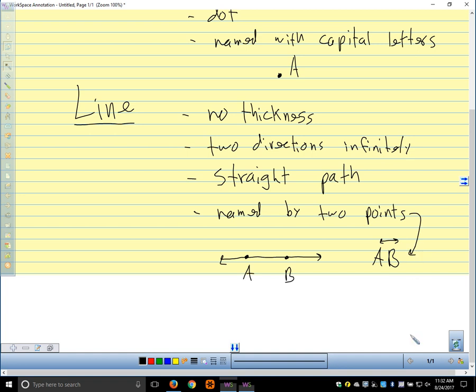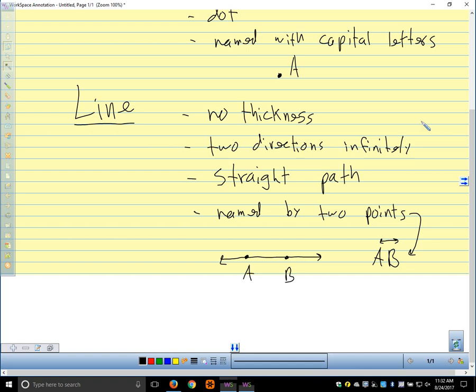And that's exactly how we would read that, line AB. And we would know that that means the line through AB. If we had more points, if we had C, D, E, and F, we could use any 2 points that are on that line. So since it goes two directions infinitely, how many points are on a line? An infinite number of points.